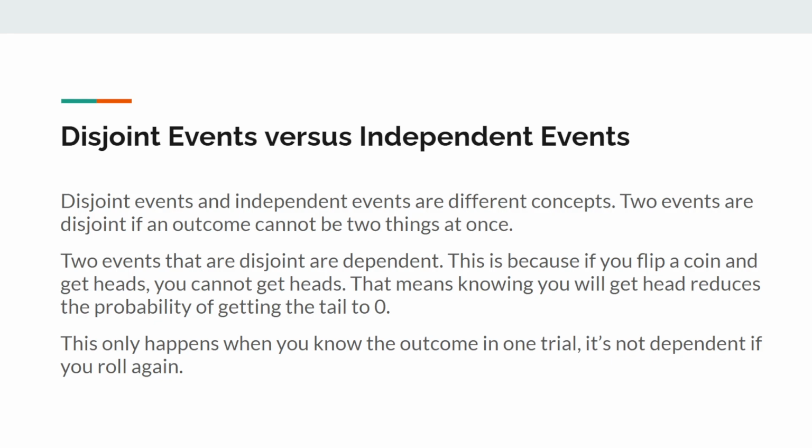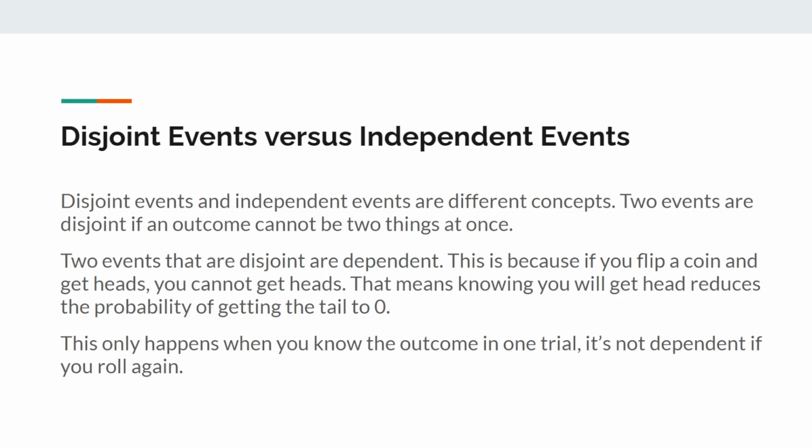So we consider them dependent. And here's why. If you get heads, and you know you got heads, then there's a 0% chance you have tails. So disjoint events are dependent because one event gets canceled out, since two of those events cannot occur at the same time.